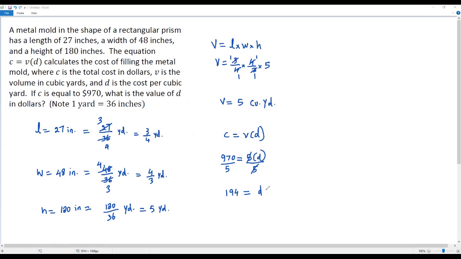On the right side, we have D. And we know that D is the cost per cubic yard, so it has to be in dollars. So D equals $194.